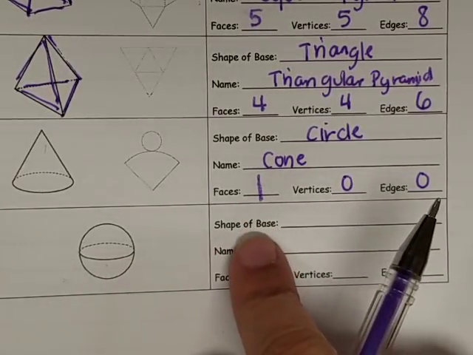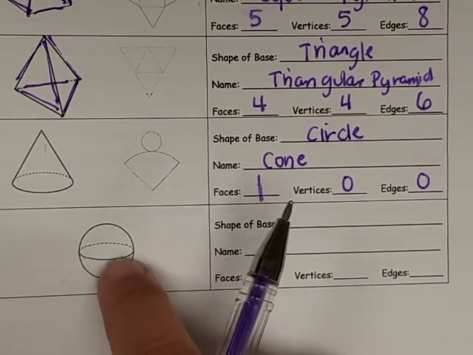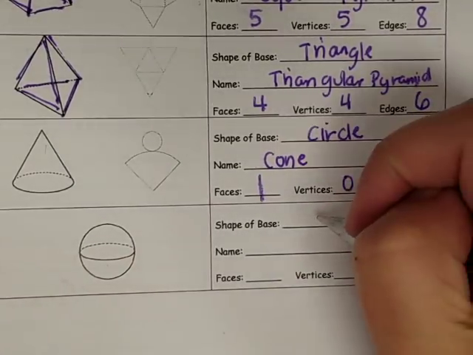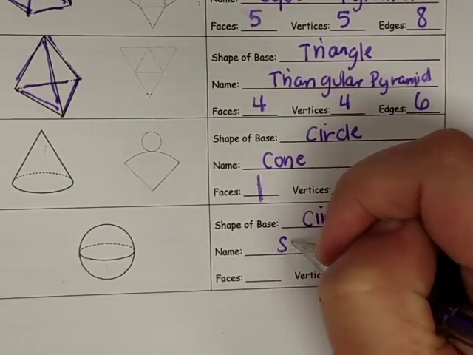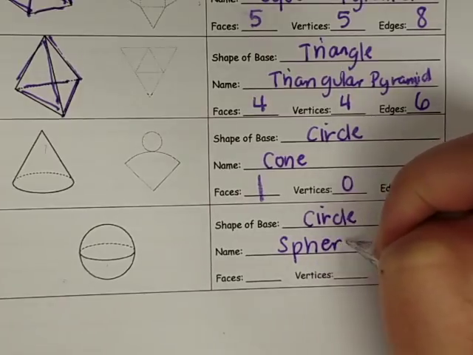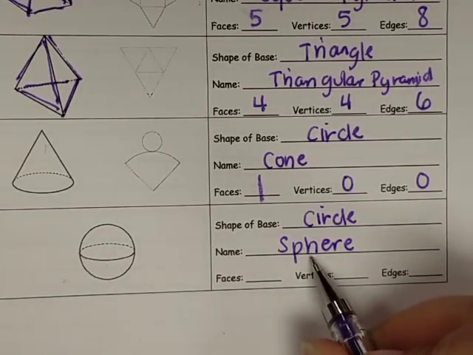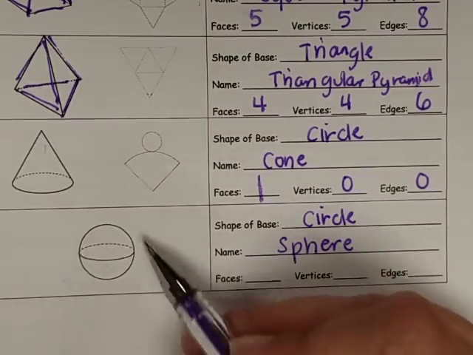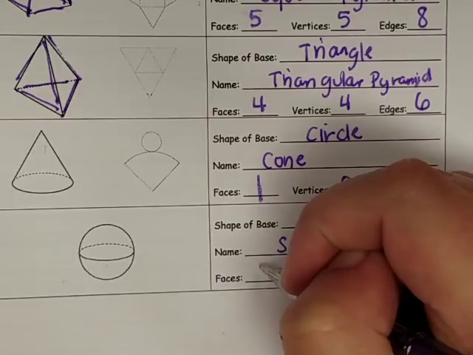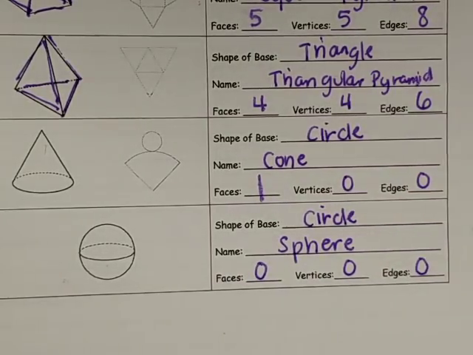All right, so there's really no base to this shape, but there is this circle that's made in the center. So we're going to say circle, and the name is called a sphere. Okay, so sphere, and the PH is the F sound. And then the number of faces, there's actually no faces because there's nothing flat about a sphere. And there's no vertices and there's no edges.